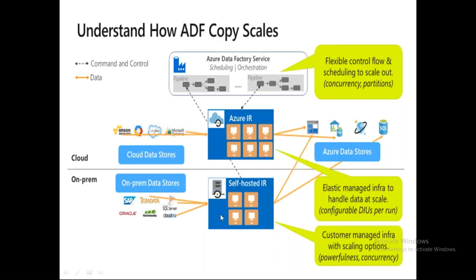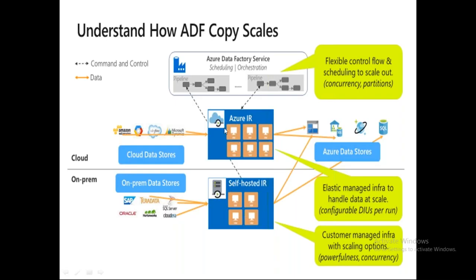How can you scale up your self-hosted IR? On a single machine, you can scale up your self-hosted integration runtime, or you can add more nodes. Maximum you can add 4 nodes. See, now 4 nodes added, 4 VMs added. So we can install self-hosted IR on 4 nodes.